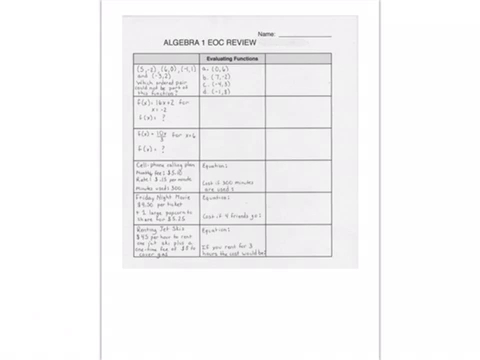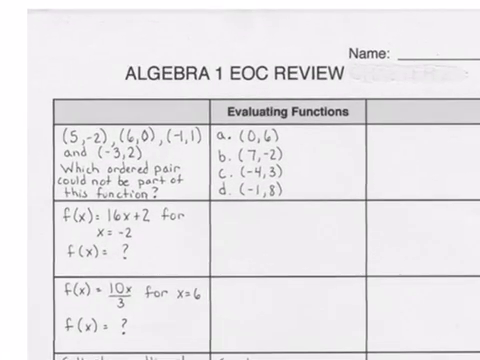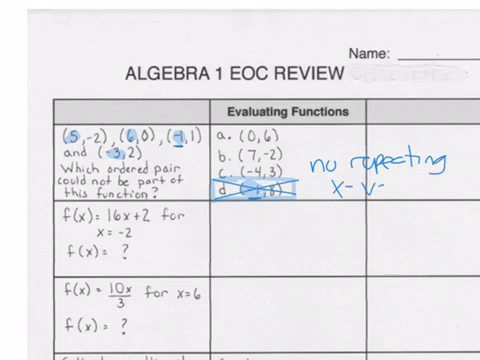All right, guys, let's take a look here. We have to evaluate functions. It says which ordered pair could not be part of this function. And one of the things that I'll look at first is going to be all of my x values. I've got 5, I've got 6, -1, and -3. If you notice, answer choice D also has an x value of -1. That's going to be a repeat. Therefore, it can't be D because we can have no repeating x values in a function.